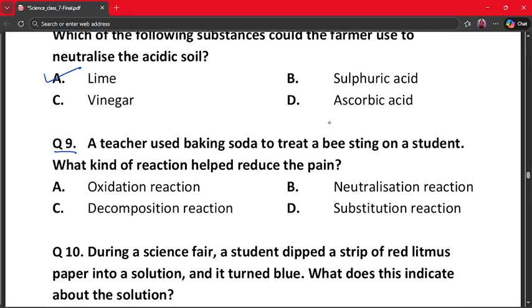A teacher used baking soda to treat a bee sting on a student. What kind of reaction helped reduce the pain? A. Oxidation reaction, B. Neutralization reaction, C.